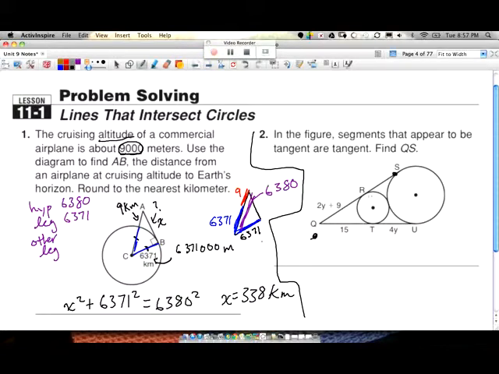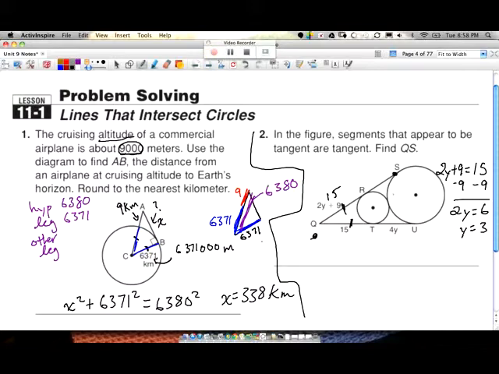Well, I know that 2y plus 9 is the same as 15, because two lengths that are tangent are also equal to each other. So 2y plus 9 is equal to 15. That could help me figure out the value for y. So let's see what that gives me. 2y plus 9 is 15, subtract 9, gives me 2y equals 6. Y is going to be 3.